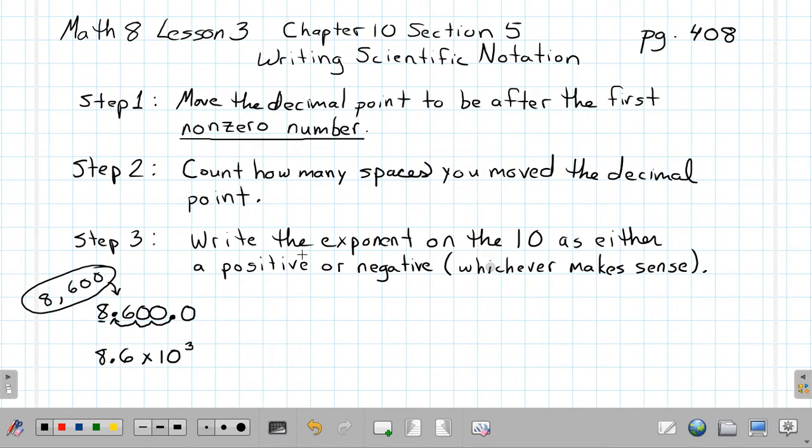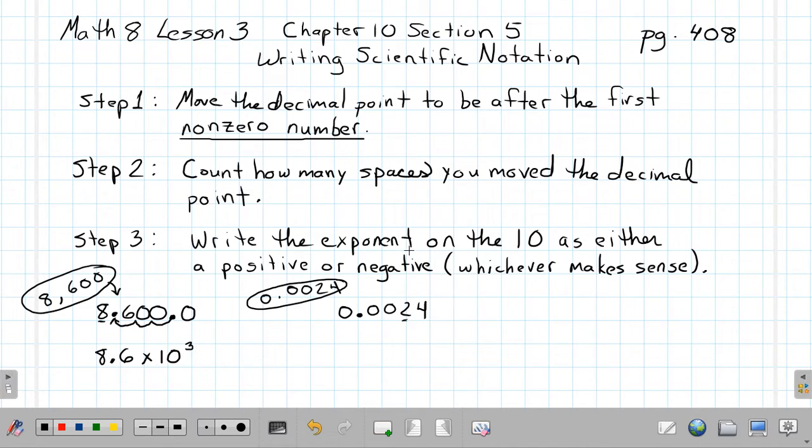Now, let's look at one with a negative exponent. So let's do 0.0024. Once again, we'll write the number here, 0.0024, and the decimal is right here, behind the first zero. Since the decimal is right there, what's the first step? We need to move the decimal point to be after the first non-zero number. Well, this number is a 0. This number is a 0. This number is a 0. So the first non-zero number we have is this 2.